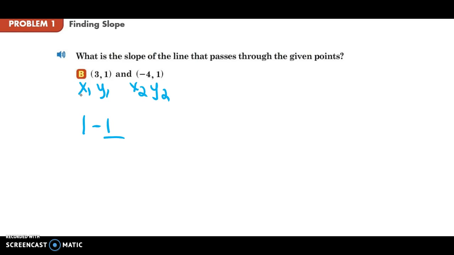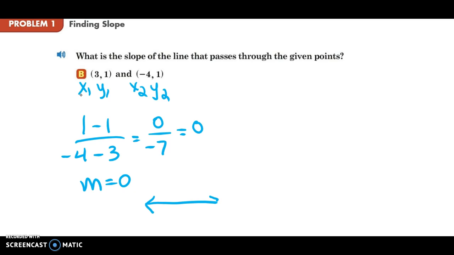y2 minus y1 over x2 minus x1. In the numerator I get 1 minus 1, which is 0, and in the denominator I get negative 7. 0 divided by anything will always be 0, so here the slope is 0. And when you have a slope of 0, that means you have a horizontal line. It's not rising or falling, it's horizontal straight across.